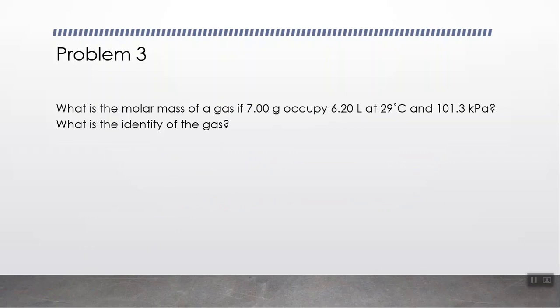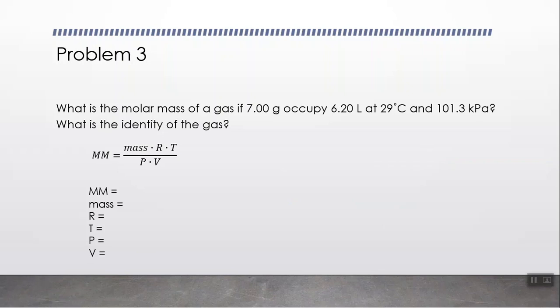So in our next problem, it says, what is the molar mass of a gas if 7 grams occupy 6.20 liters at 29 degrees Celsius and 101.3 kilopascals? What is the identity of the gas? So we're going to use one of the formulas that we derived. So this wants molar mass, so we're going to go ahead and use this formula. Molar mass is equal to mass times R times T divided by P times V. So let's go ahead and define our variables.